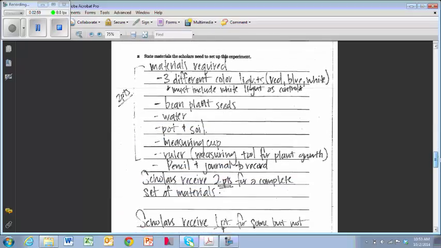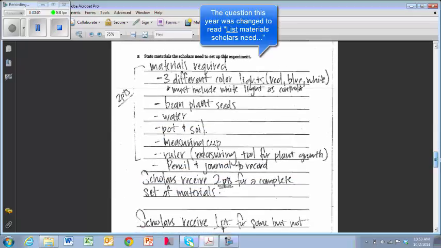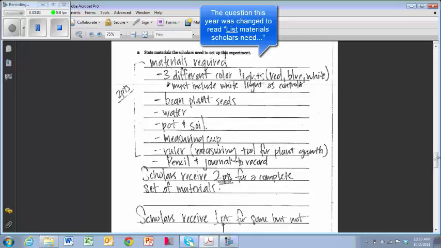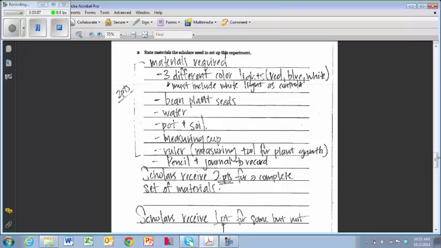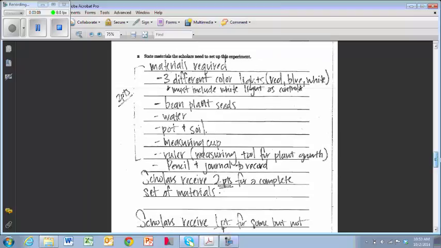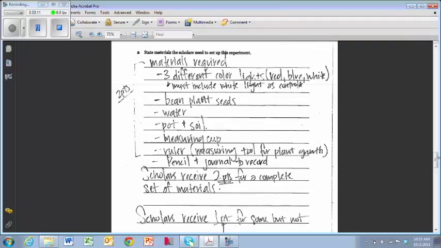Question number 2 asks for scholars to list the materials that they may need. The materials do not need to be listed in complete sentences. They can number them, they can write bullet points. What is most important is that scholars give you a complete set of materials to get the full 2 points. So you can see the CTL's example right here.